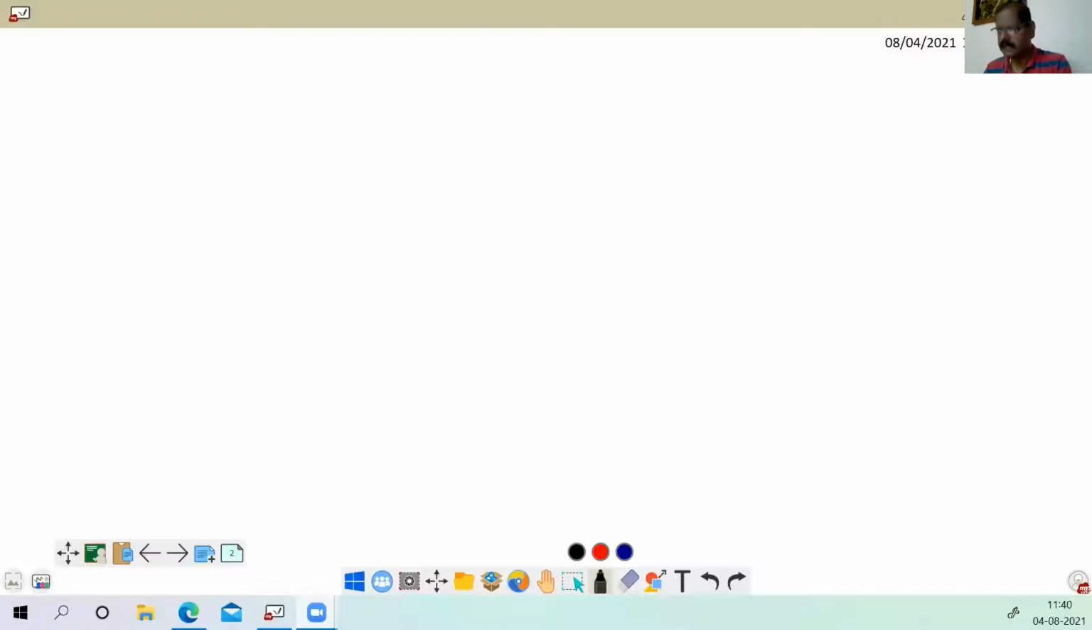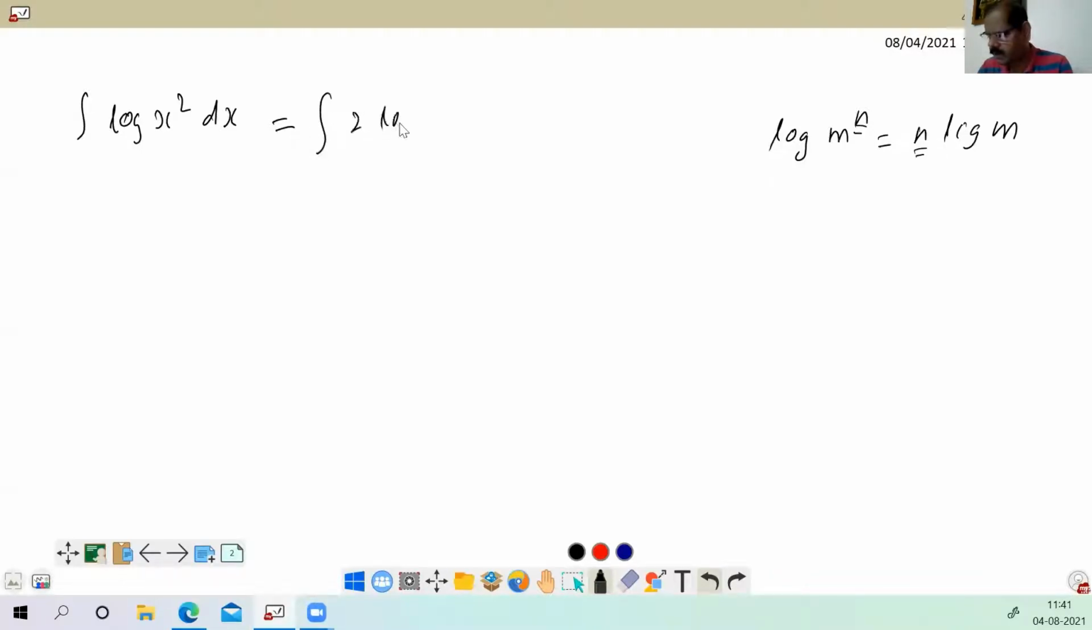Now let us find out the integral of log x whole square, log of x square dx. Log x whole square, afterwards we can do. So log of x square dx is equal to, so what is log of x square? There is one power rule in logarithm. Log of m raised to n is equal to n into log m. So this is the power rule of logarithm. This power can be brought to this side. Likewise, log of x square we can write as 2 into log x dx.